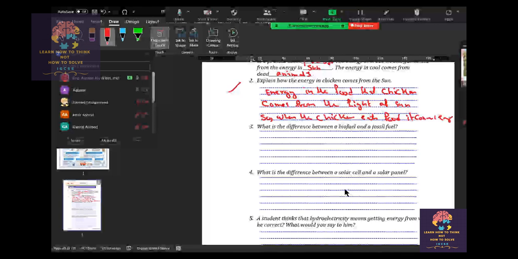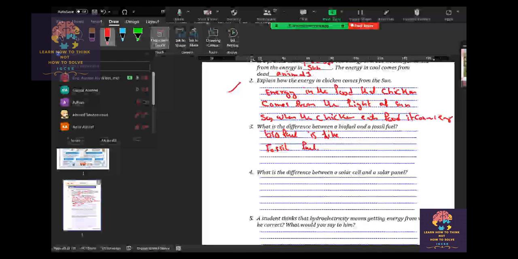So everybody, what is the difference between biofuel and fossil fuel? Who can answer this one? What is meant by biofuel? It's like a renewable energy that we could use again. No. Someone else, can anyone tell me? Biofuel is a type of fuel but it is produced from animal waste or plants. Excellent. Okay.